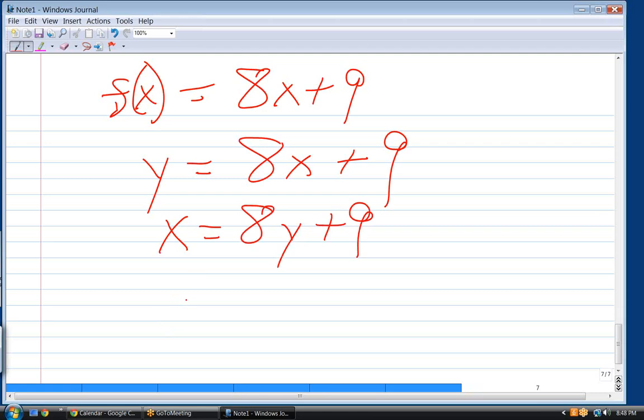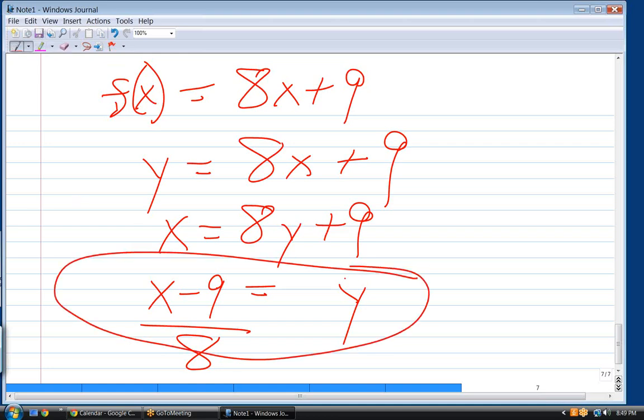Just solve that for y. In other words, get it to where y equals something. Isolate the y, in other words. Okay, so we can just do minus 9. x minus 9. Then we just divide both sides by 8. There's your inverse. It's that easy.